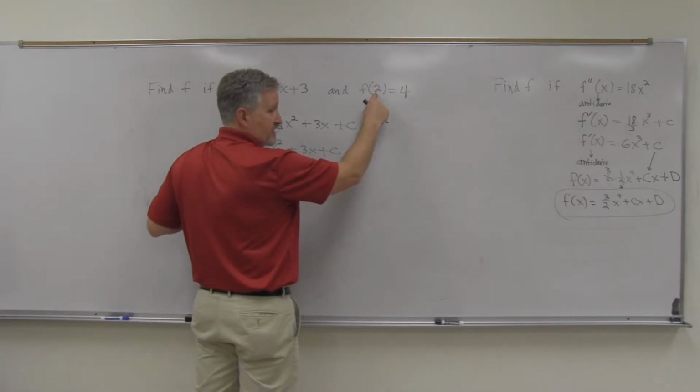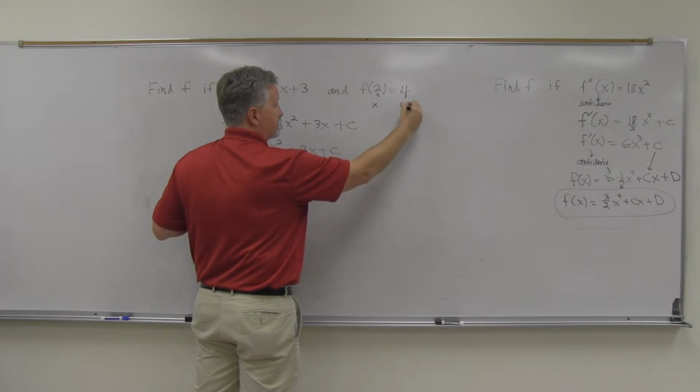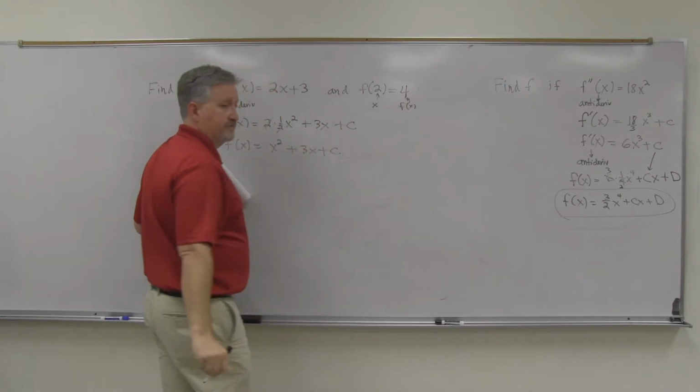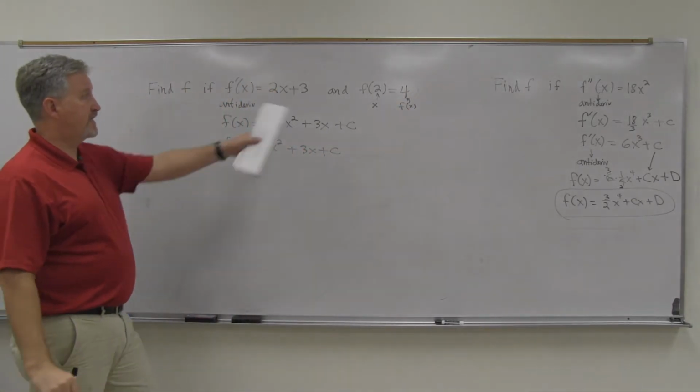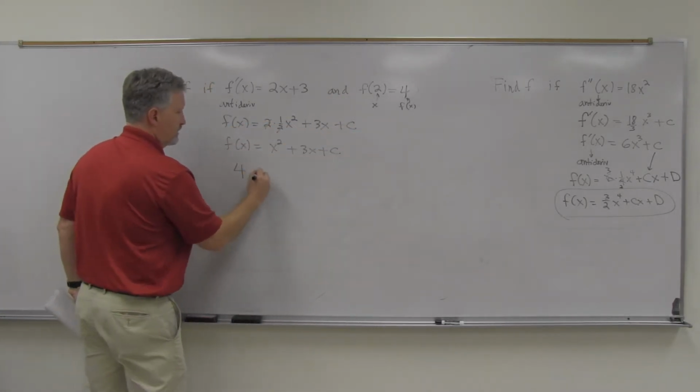Well, the 2 here is inside, so that's the x, right? And then the 4 is the f of x, the function value when x is 2. So I'm going to plug in x to be 2 and f of x to be 4. f of x is 4, x is 2.